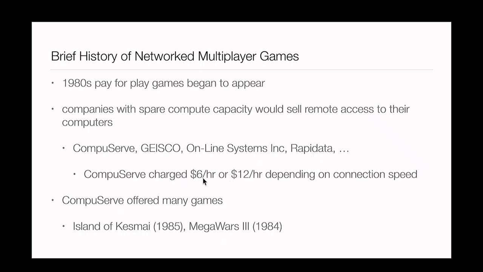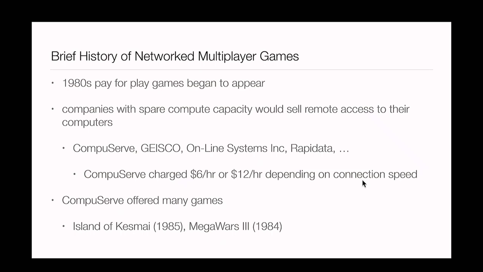Right? And so look what they would charge you. They charge you between $6 and $12 an hour, depending on your connection speed. So your connection speed would be between 300 baud and 1200 baud. So 300 bits per second and 1200 bits per second. It was your connection speed back in the day, right?